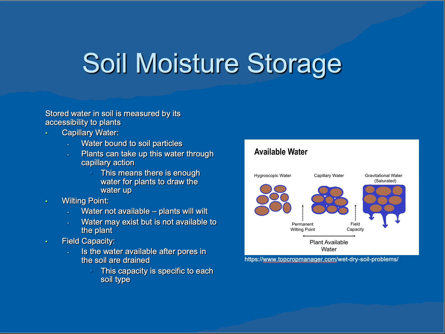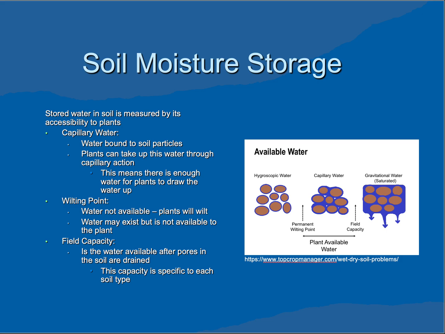Stored soil water is measured by the accessibility of that water to plants. There can be water within the soil, but there's not enough of it to be pulled up by the plant through capillary action when the plant respirates. So what we get is first accessible water to a plant is when there is significant water that is adhered to the soil particles, but also to some degree fills the voids between the soil particles.